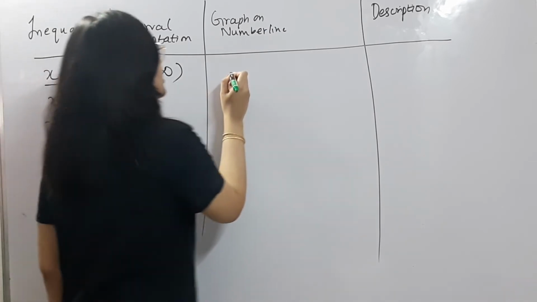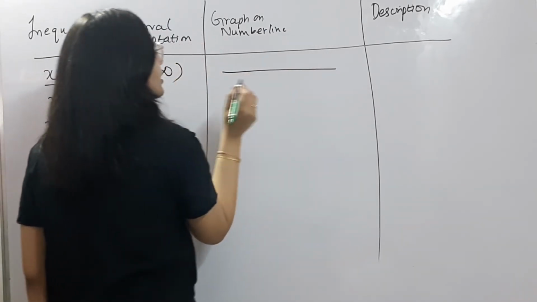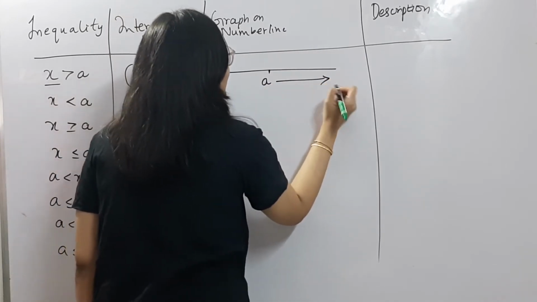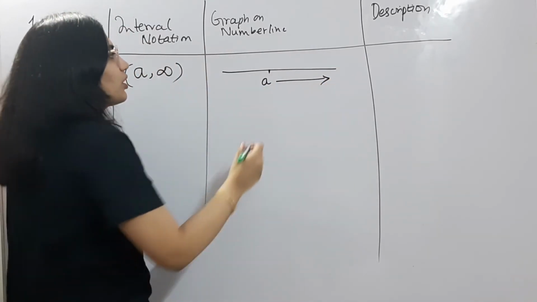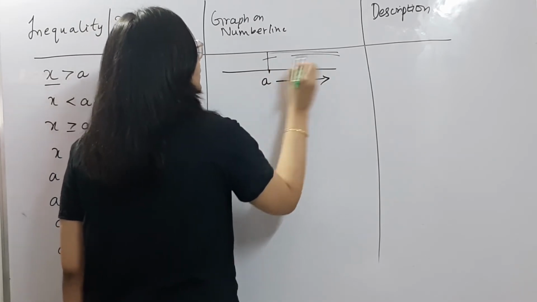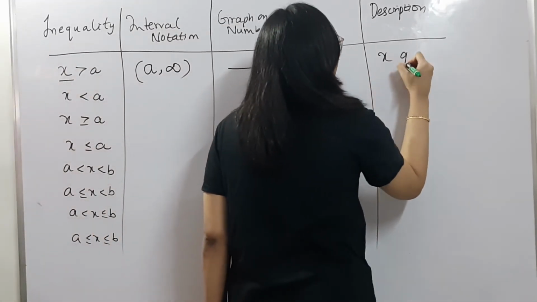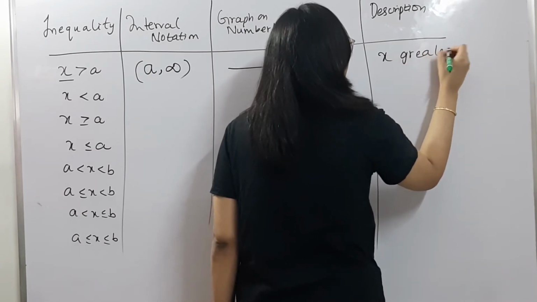Okay, so what is the graph on the number line? If you say this is the number line, you say a is somewhere here. This is the graph. It will go on to this. This is how you represent x is greater than a.